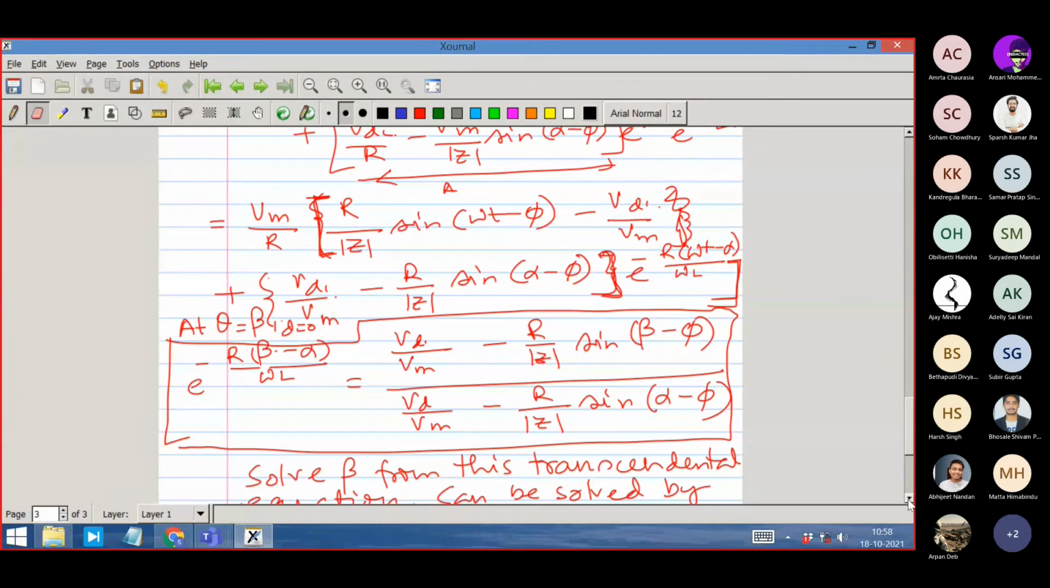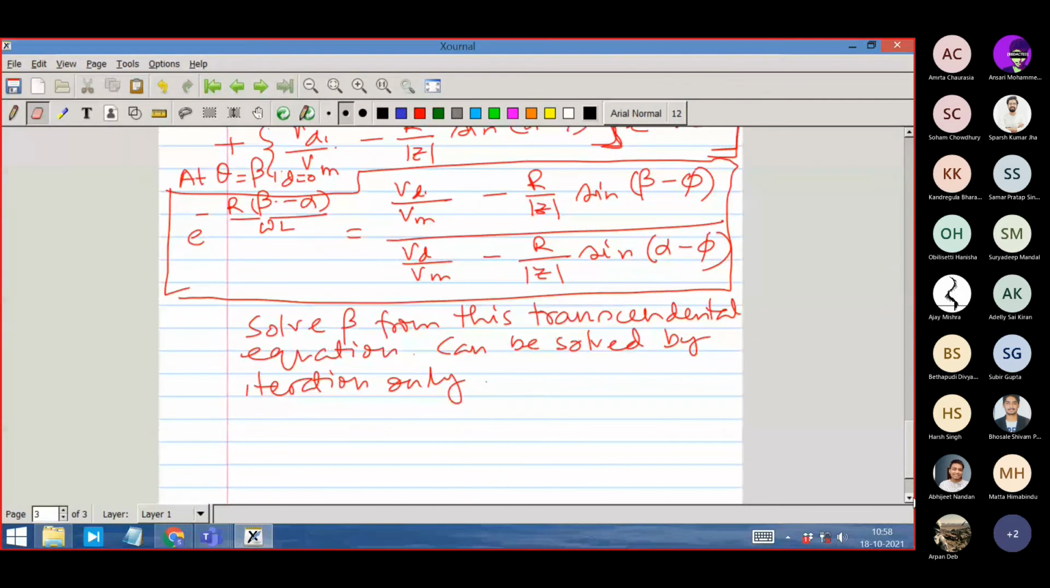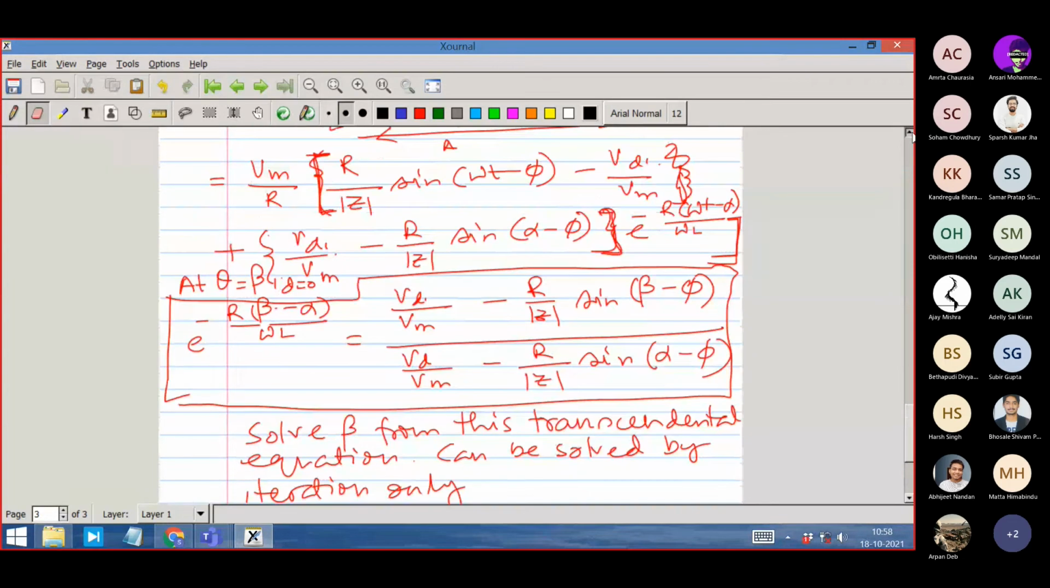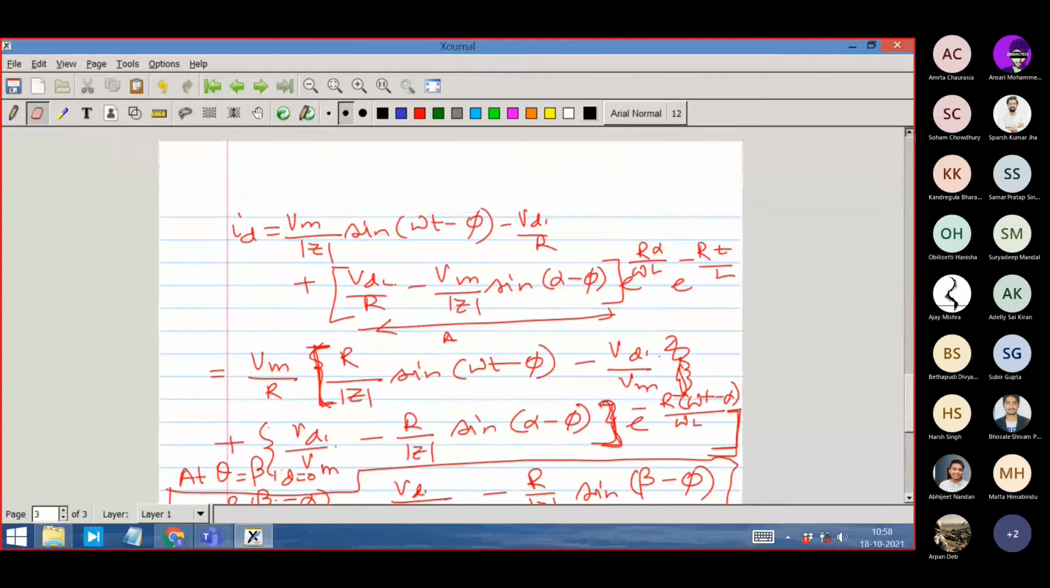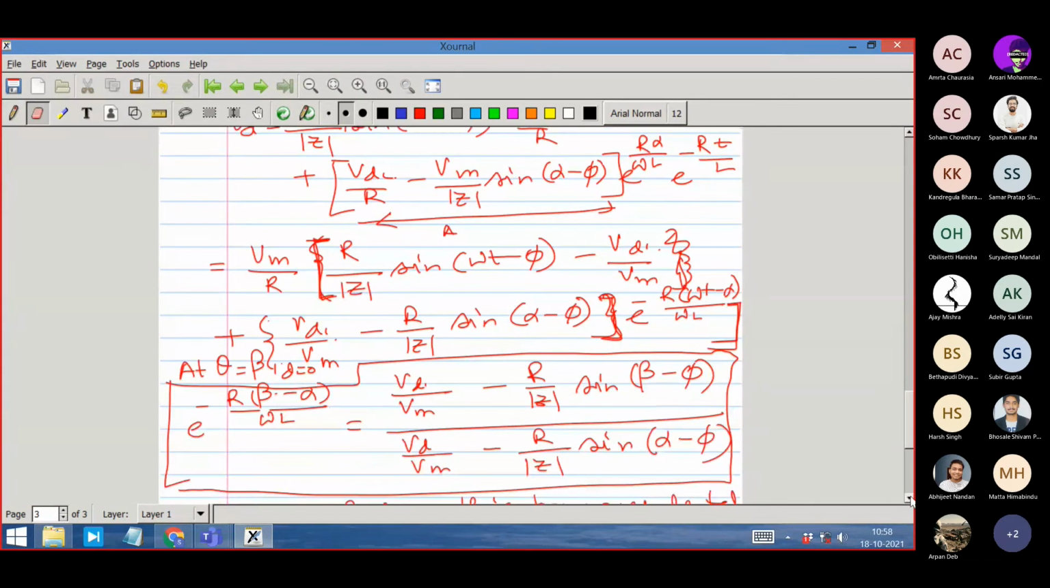Did you understand this thing? It is as such, there is nothing difficult. You first find out A and put A, and then again you put theta equal to beta, ID equal to 0. Theta means omega t. Omega t is equal to beta, it is again ID equal to 0. So from that you have to find out what is beta. Solve beta from this transcendental equation, which can be solved by iteration only.